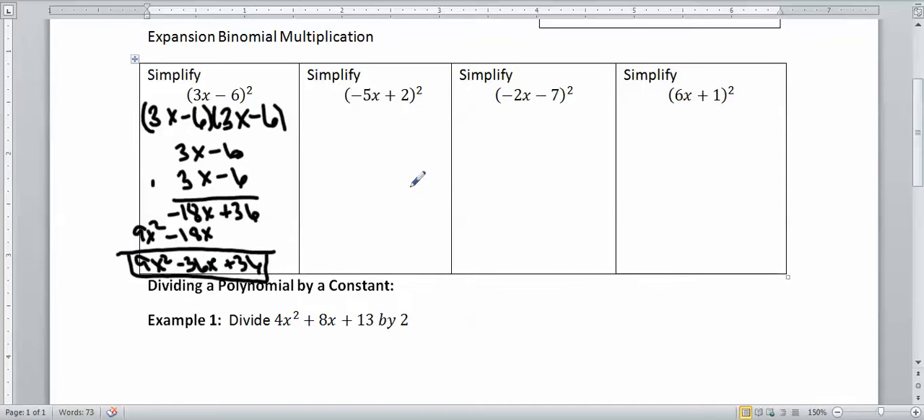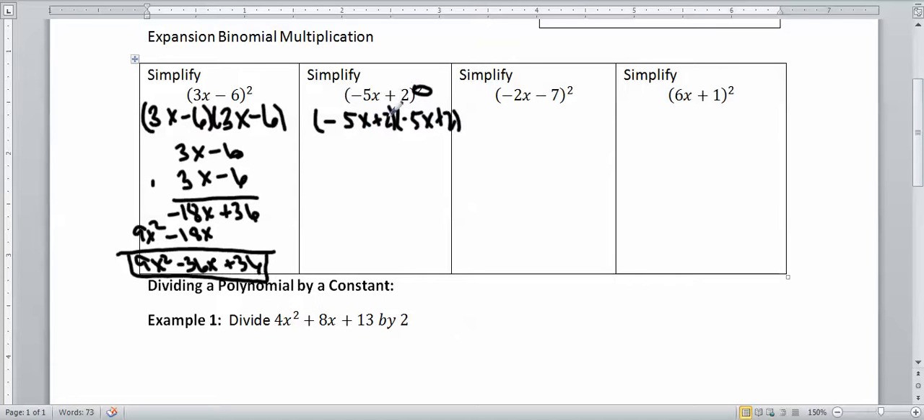Okay, so I want you guys to try the next three. Just pause the video real quick and try these three problems, and we'll go over and check your answers. Okay, so what you should have gotten for this one, we got negative 5x plus 2 times negative 5x plus 2. Now, until you get used to the idea of this being two binomials multiplied together because it's squared, I want you guys to write this out. Okay, write it out so that you can see it.